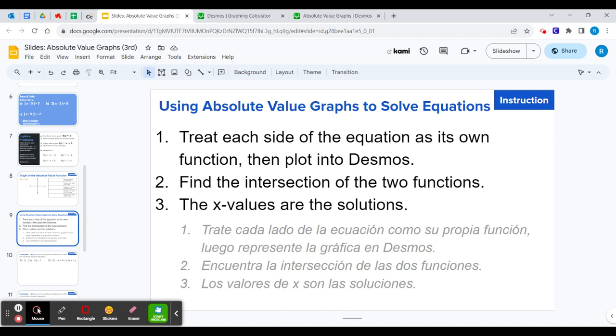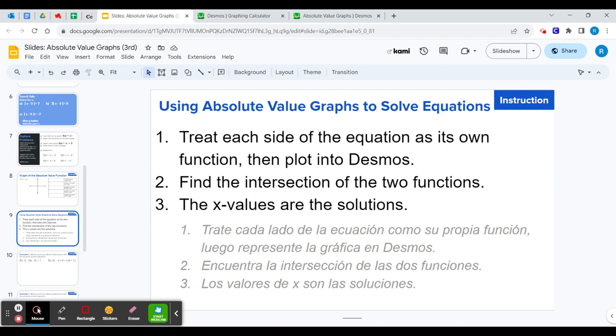So we solved equations yesterday. We're going to build the complexity of those equations. And it'll be helpful for us to use graphs to solve it. So jot down these 3 steps here on your note sheet. First off, we're going to treat each side of the equation as its own function, then plot into Desmos. So I'll show you what I'm talking about in just a second.